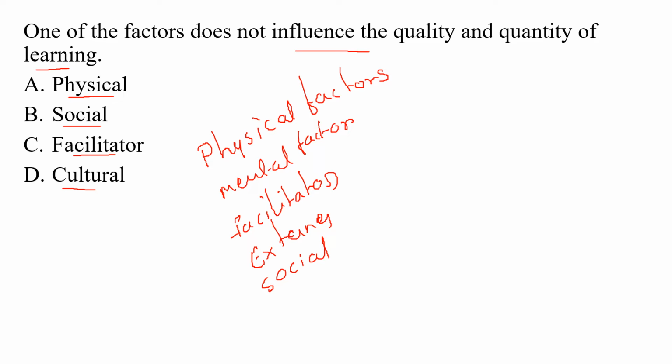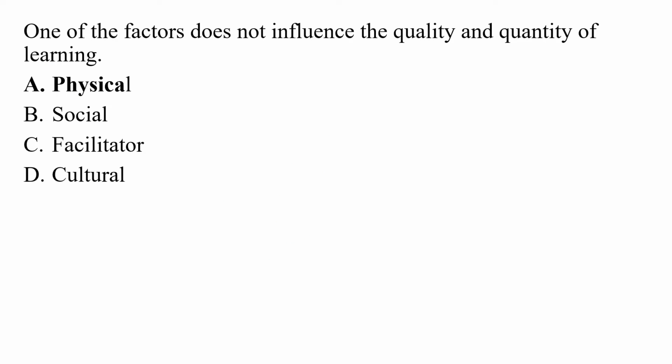So overall we can say that health, relations, society, culture, values and attitude are key influencers of the learner, right? But the infrastructure or the material can be less important than the other factors in learning. So all these factors have an influence on the quality and the quantity of learning, but the physical factor has less influence on the quality and the quantity of learning, and because of that the correct answer for this question will be option A.